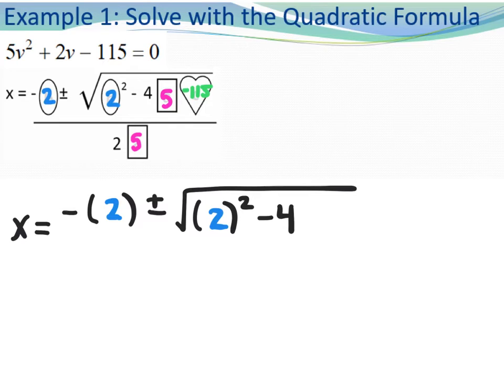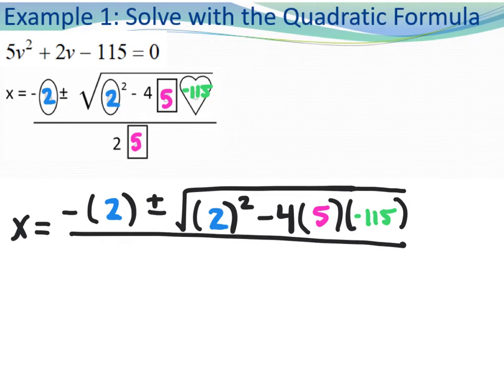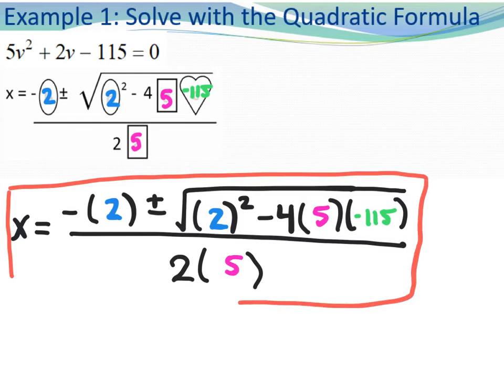Next would be the 5 with the box. So instead of writing the box, I'm going to put the parentheses with a 5. And then next would be the heart with the negative 115. So I'm going to put parentheses, negative 115, divided by the whole thing, 2 times, and instead of the box with the 5, it's going to be the parentheses with the 5. And for the purposes of today's lesson, this would be your final answer so far.